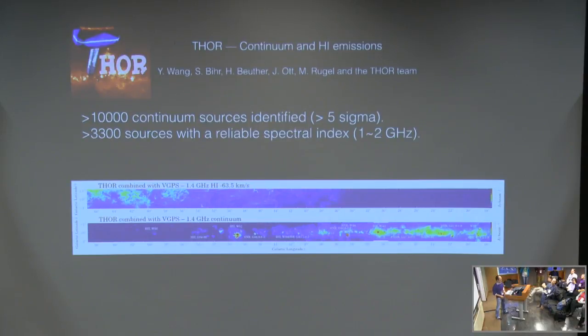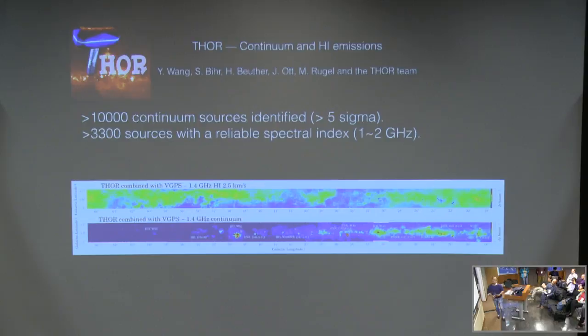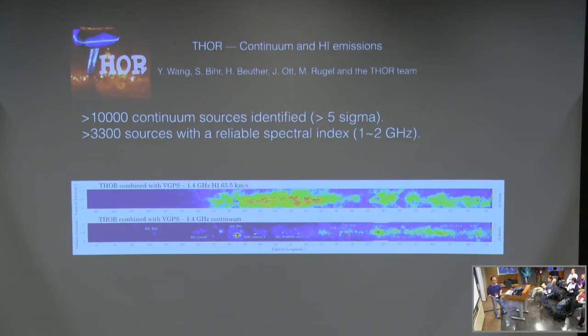I'm working on the SOAR project at Heidelberg. I'm a postdoc there. Here I'm showing you the H1 channel map, and down here the 1.4 gigahertz continuum emission feathered with the VGPS image. For the continuum data, we extract more than 10,000 continuum sources. For more than 3,000 of those sources, we can derive a reliable spectral index, which means we have detection along the whole 6 spectral windows between 1 and 2 gigahertz.